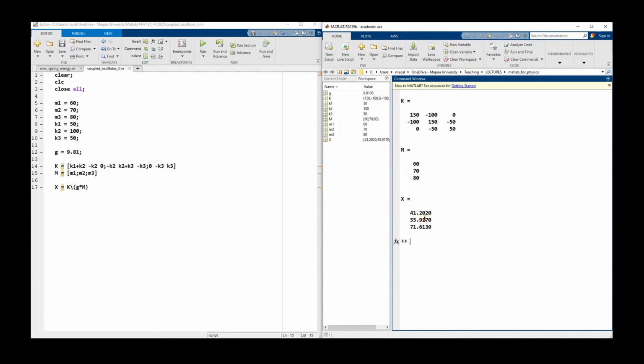It's 41.2, 55.917, and 71.613. Okay, so what does it mean?